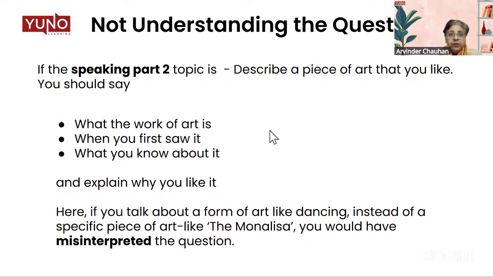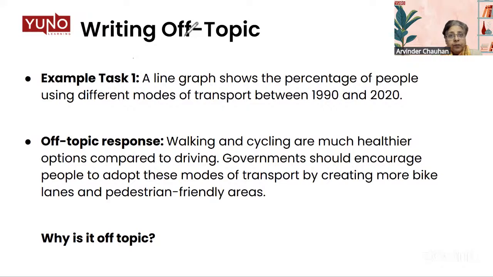Okay, let's move ahead now and look at the writing question, going off topic. Now, what's an off-topic thing? Let's understand that. Here is an example question. The question says, a line graph shows the percentage of people using different modes of transport between 1990 and 2020. That's what your writing task 1 question typically looks like.